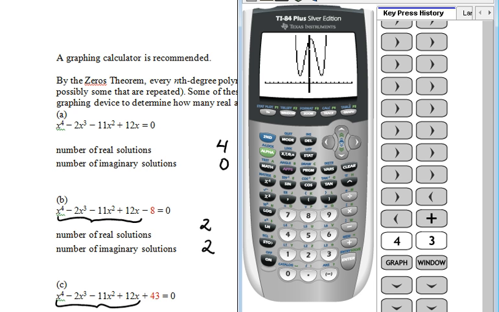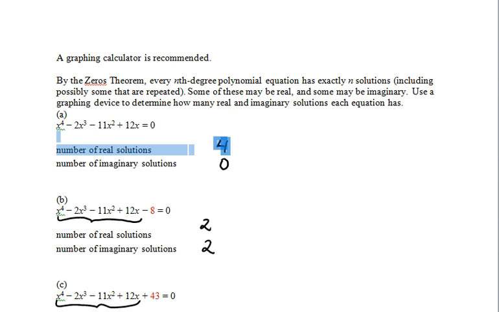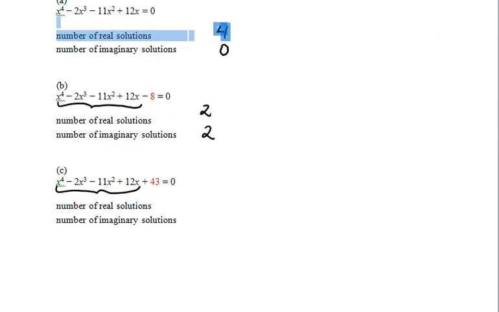And what we notice is that the function does not cross the x-axis at all. Therefore, in this case, we have 0 real solutions and 4 imaginary.